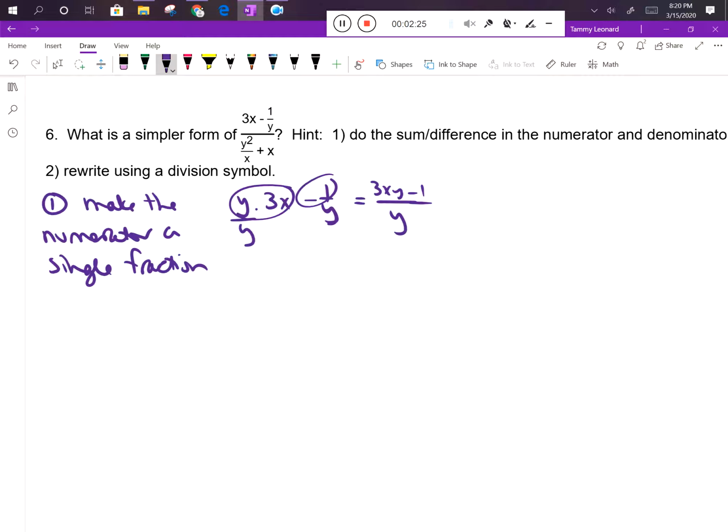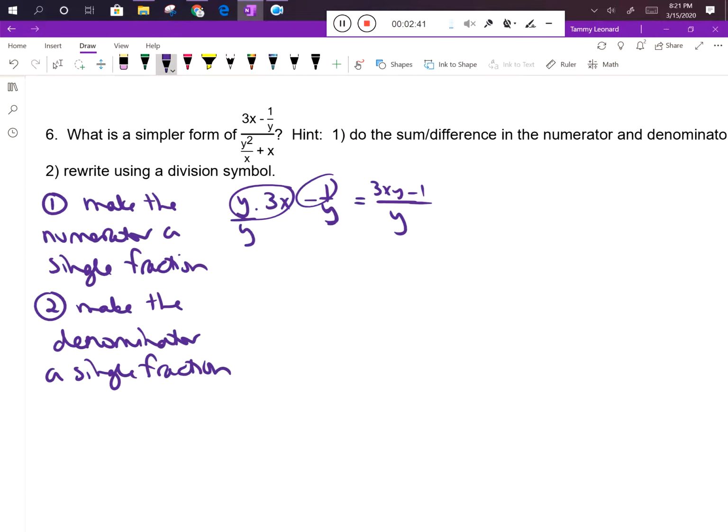I bet you can guess that the second step is to make the denominator a single fraction. So we do the same process, but we look at the denominator and we ask ourselves, okay, what would I have to do to be able to add those together? Well, I would need to have a common denominator of x, so that means I have to multiply this second term by x over x. So my numerator would be y squared plus x squared.